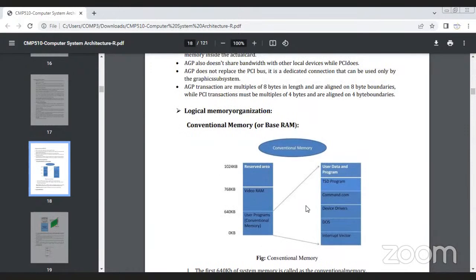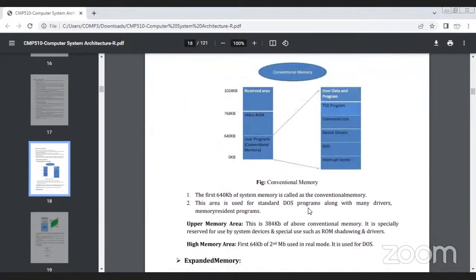Volatile means what? When we power off the machine, all the data which is stored on that main memory is lost.